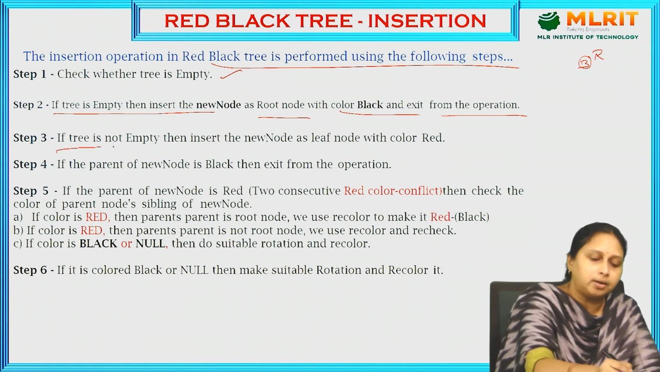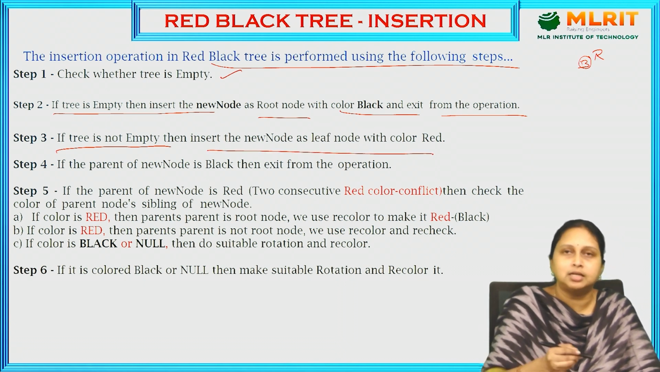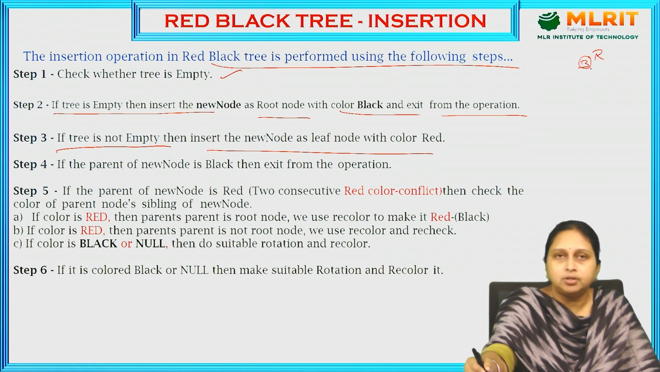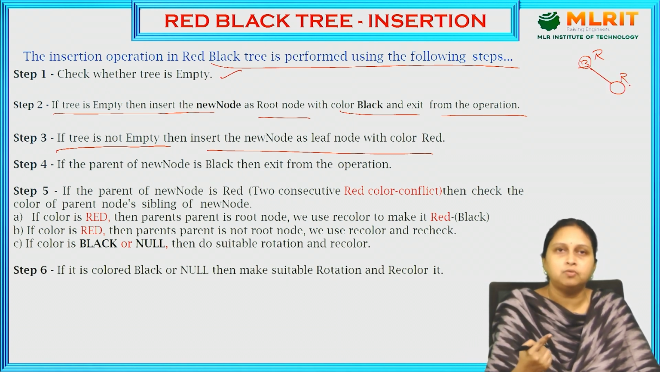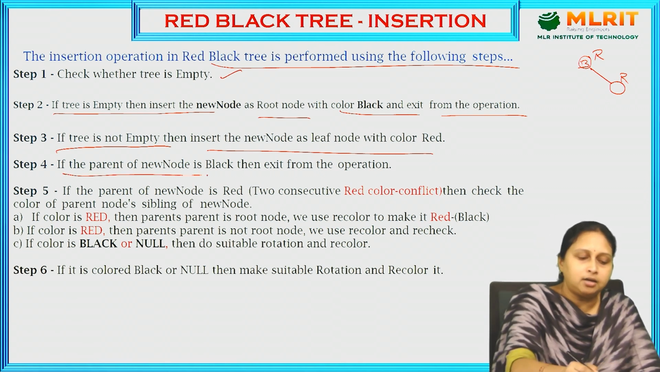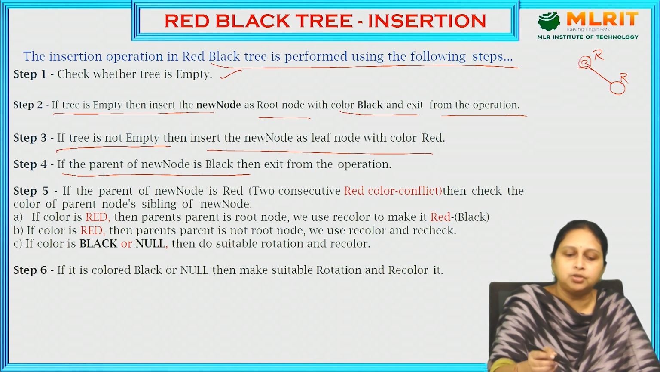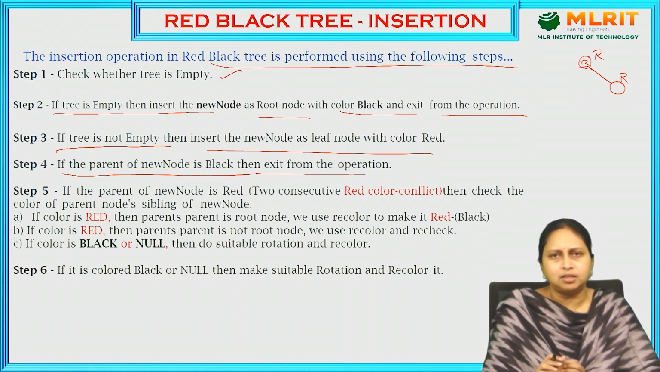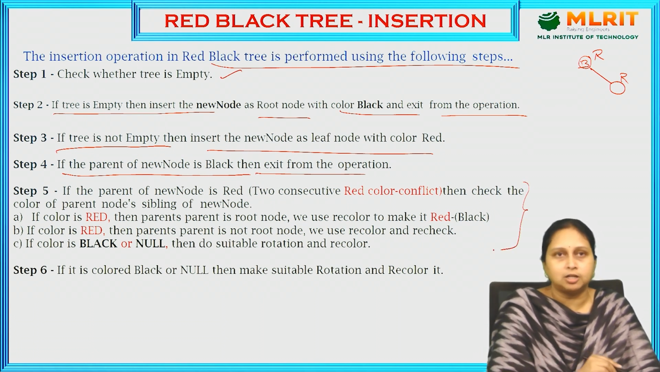If the tree is not empty, then insert the new node as a leaf node with color red. If I already have a root node, then I need to insert a new node with the color red. That means a new node will always be inserted with the red color, and that becomes the leaf node. And if the parent of the new node is black, then exit from the operation. If you don't have any conflict, that is, the parent of the new node is black, then we directly exit from the operation. And we have some other cases. These are the main three cases where you need to check.